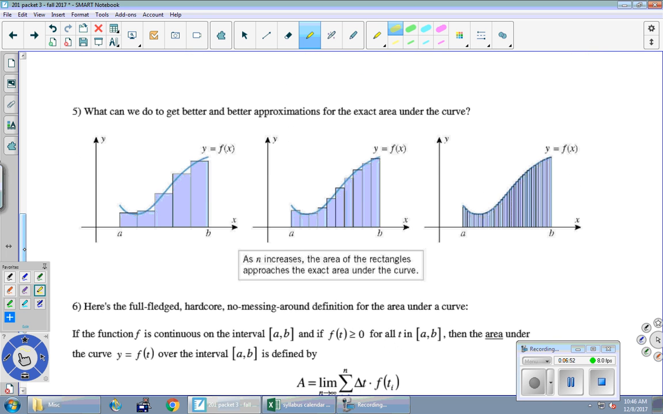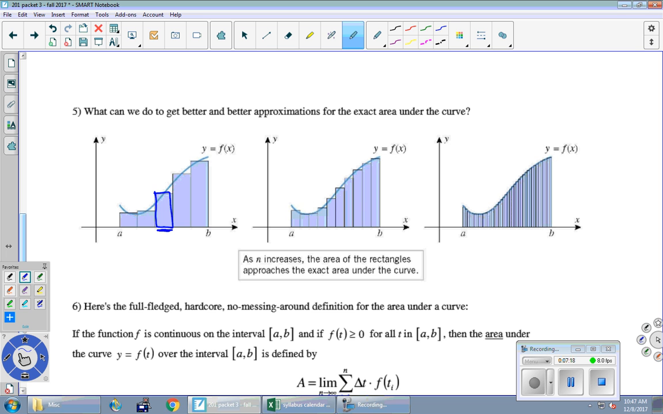Number 5. What can we do to get better and better approximations for the exact area under a curve? Okay, take a look. First, let's decide whether these are left rectangles, right rectangles, or midpoint rectangles. Let's pick one kind of in the middle. This one right here. What point in this interval down here is the one that dictated the height of that rectangle? Was it the left point, the right point, or the midpoint? That's a midpoint. Right? These are all midpoint rectangles.